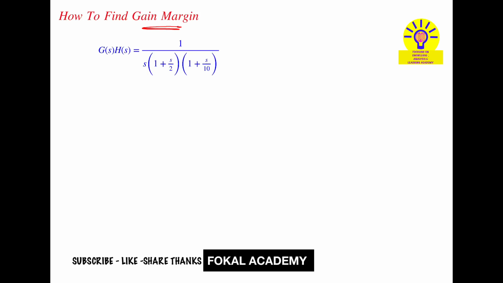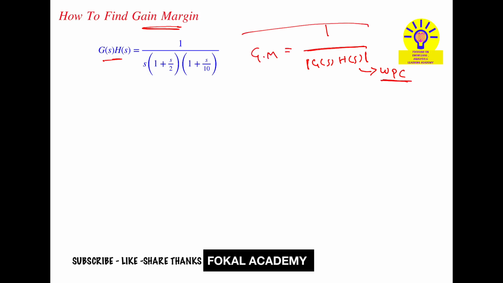If you find the magnitude of G(s)H(s), then after finding the magnitude, invert this magnitude. But this magnitude was calculated at the phase cross frequency. So at the phase cross frequency, find the magnitude and apply the inverse. That value is called the gain margin. So for that, first of all, find the phase cross frequency. Then with the help of that frequency, find the magnitude, then apply the inverse, and we get the gain margin.